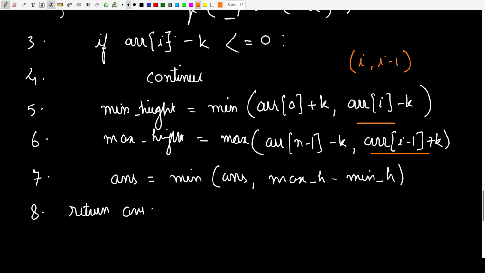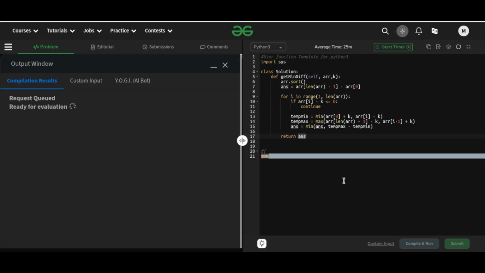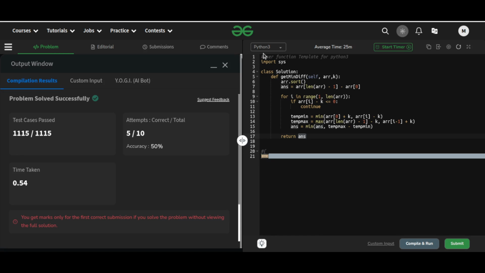Now let us see how we have implemented this in Python and C++. So first thing which we are doing is sorting the array, and then we are computing an answer which is the difference between height of last tower and first tower, and then we are iterating on the rest of the elements. We are computing temporary minimum and temporary maximum, then an answer which is equal to minimum of answer, comma, temp max minus temp min, and towards the end we are returning answer. So that's the Python implementation, folks. Now let us submit our solution. So our Python solution got accepted.